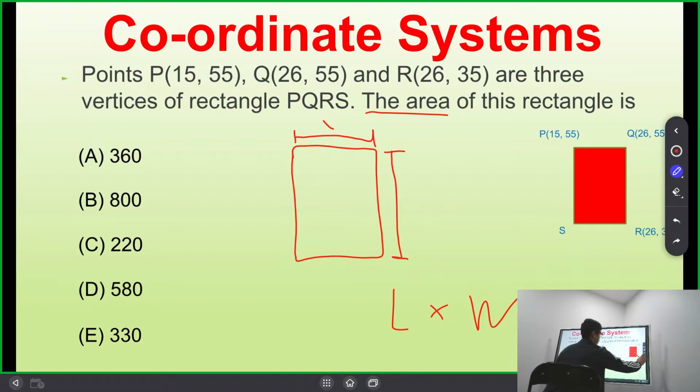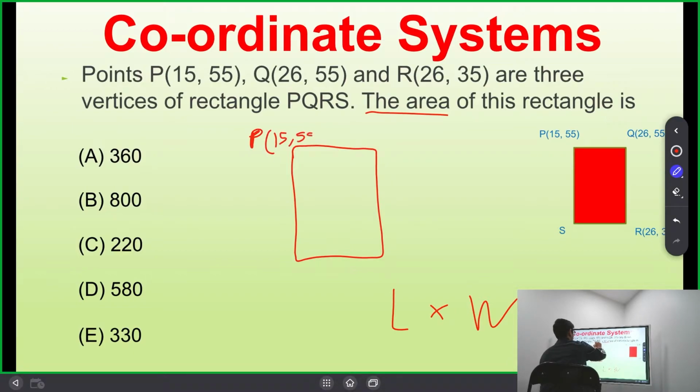If I go back a little bit, let's write our coordinates. This one was P, (15, 55). Then we had Q, (26, 55) on this one. We had R, (26, 35), and we had S here. So this is how our rectangle looks, and we need to find the width, which is x, and here is y.